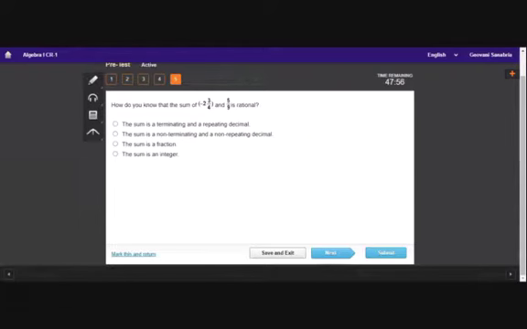The sum is a non-terminating and non-repeating decimal. So the second one is also wrong. It's definitely not an integer. The answer is the third one, fraction. I know I said it before, and there are so many definitions, but any repeating decimal can also be written as a fraction. So if you change those both to decimals and add them together, you get another repeating decimal, and any repeating decimal can be written as a fraction.